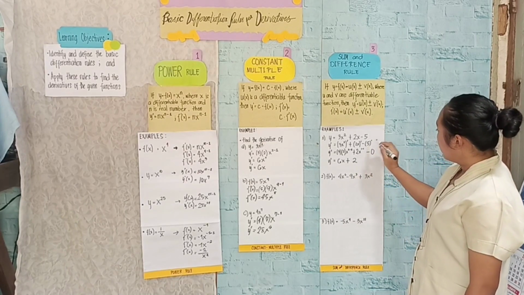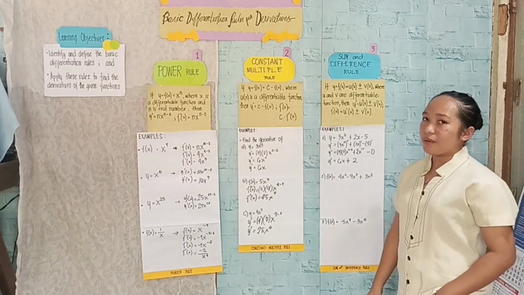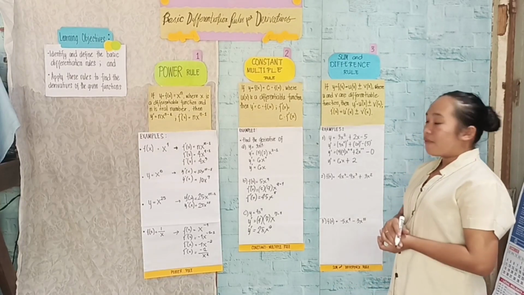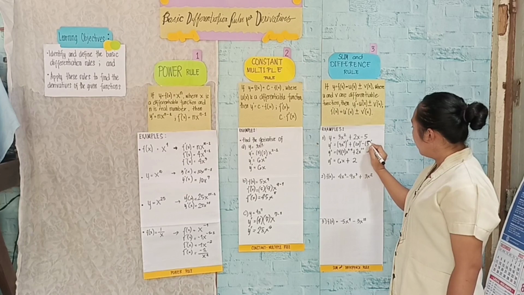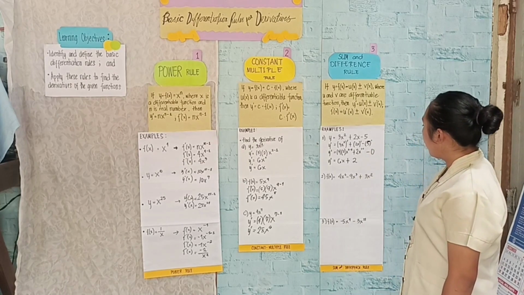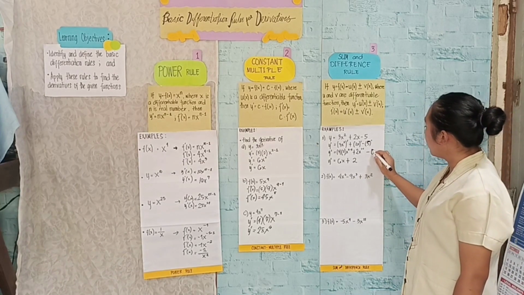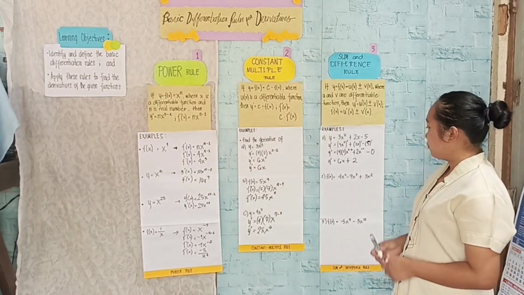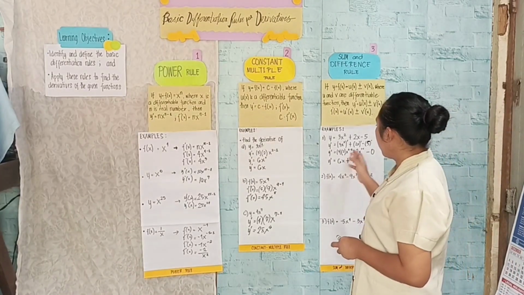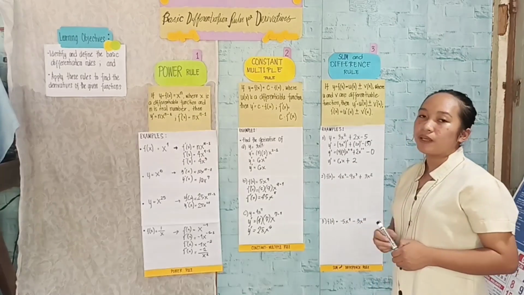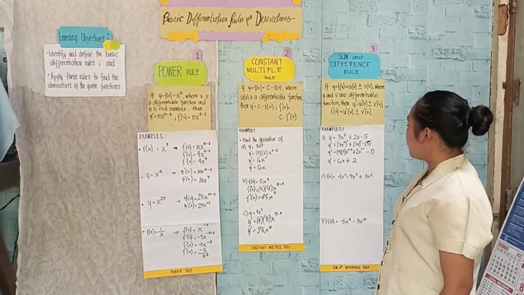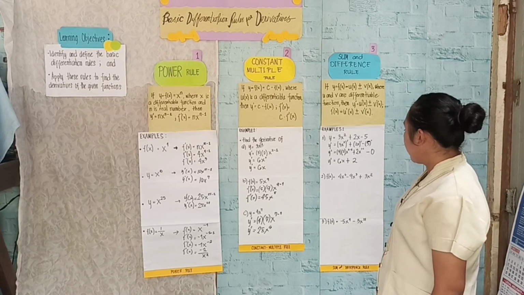Then 5, what is the derivative of 5? Since it is a constant, then it will have the derivative of 0. So our derivative for this given function is y prime is equal to 6x plus 2. Then let us now proceed to our second example.